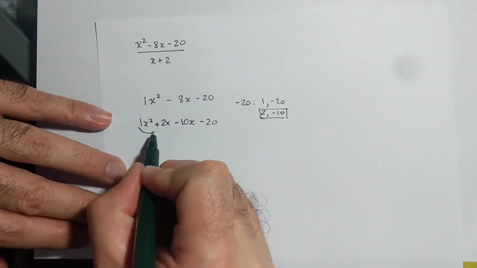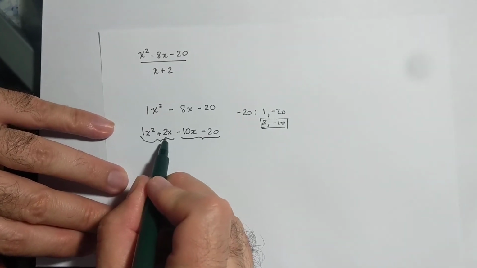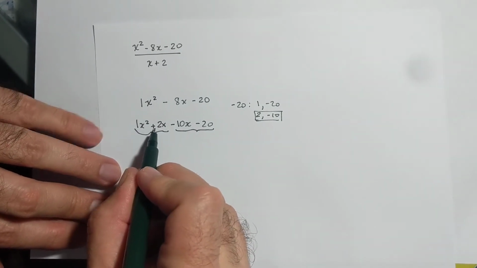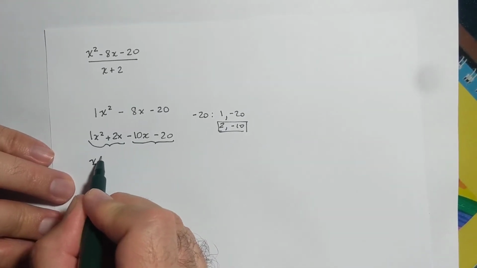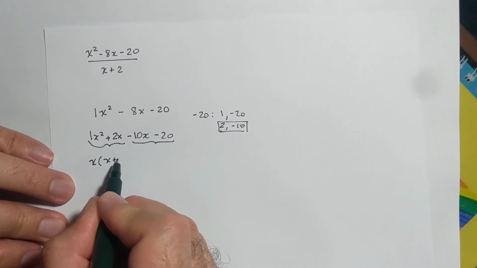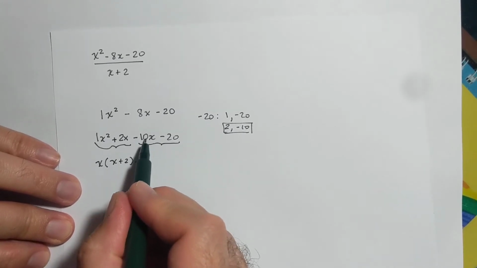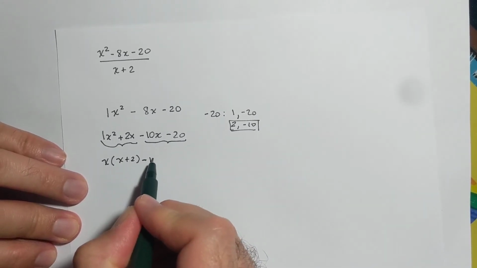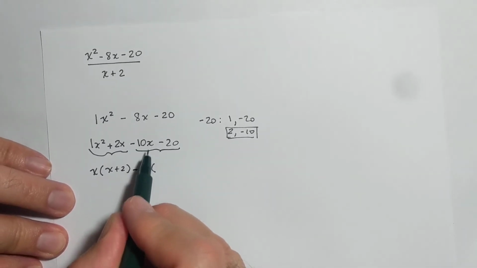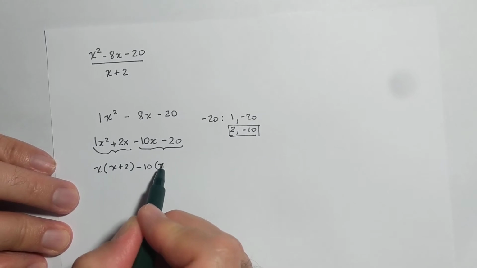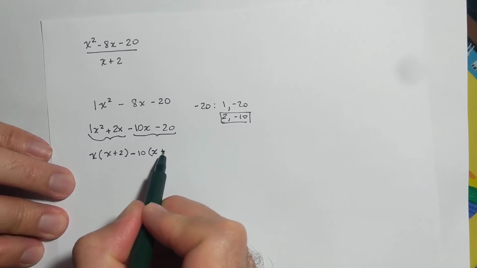So then we group 2 and 2. We group these two and we group these two. What do these two have in common? They just have an x in common. So we use the distributive property backwards, let's say, x times x plus 2. And then we copy this sign. And what do these two have in common? They have 10 in common, so it's really a negative 10 times. What's negative 10x divided by negative 10? It's just x. And what's negative 20 divided by negative 10? That's positive 2.